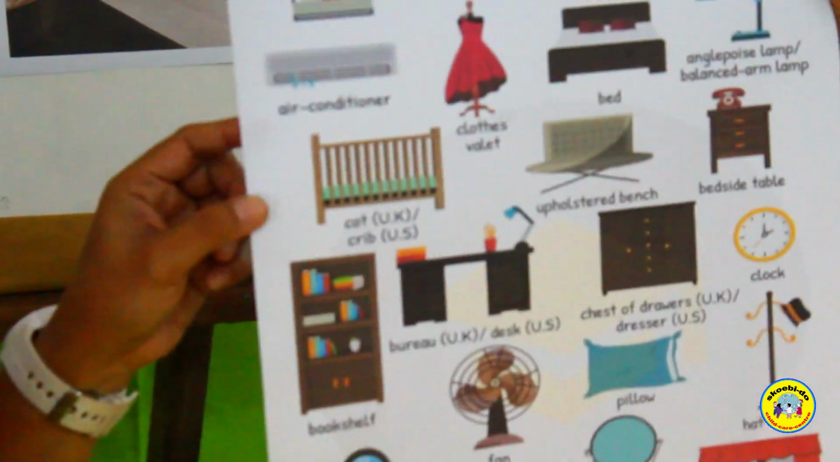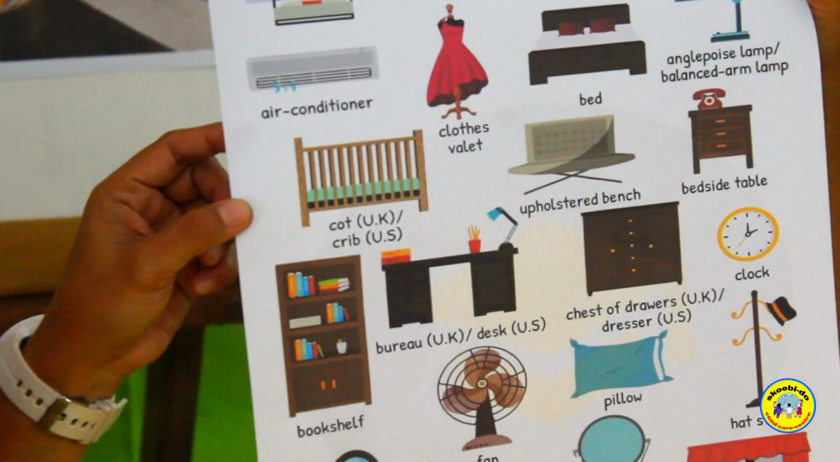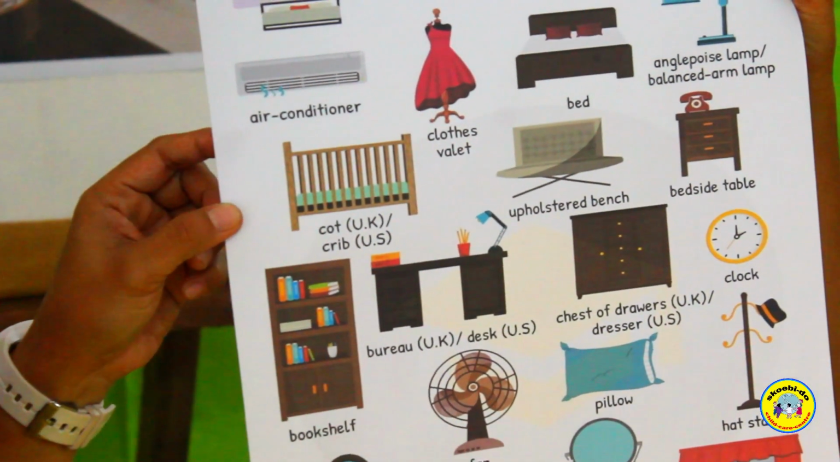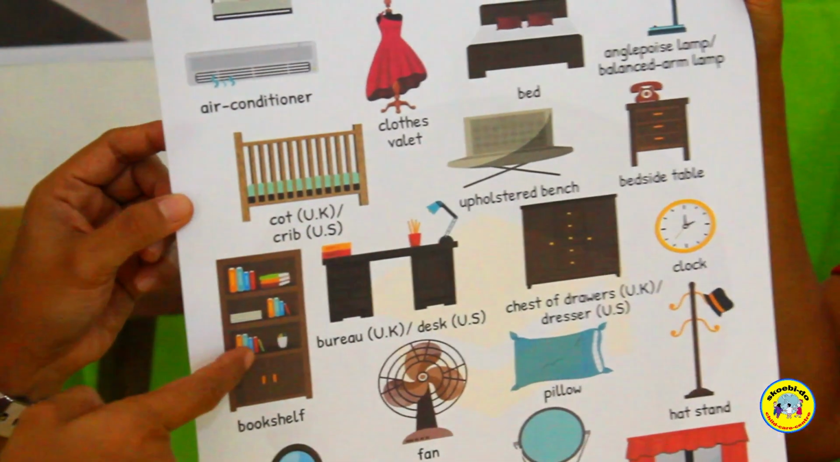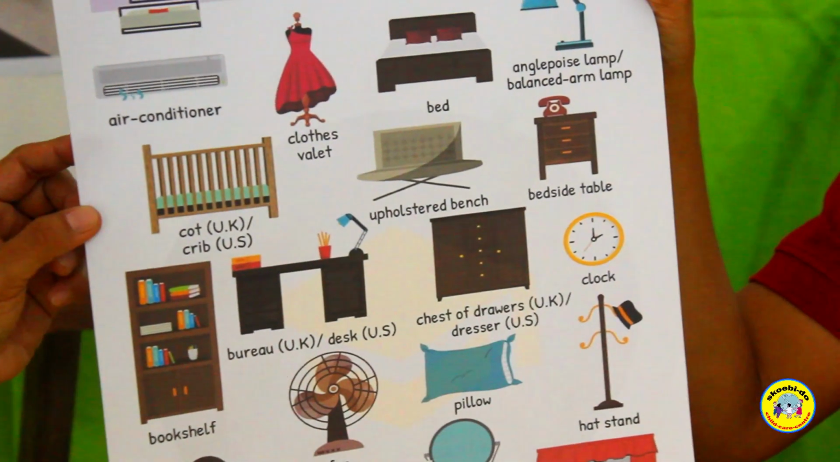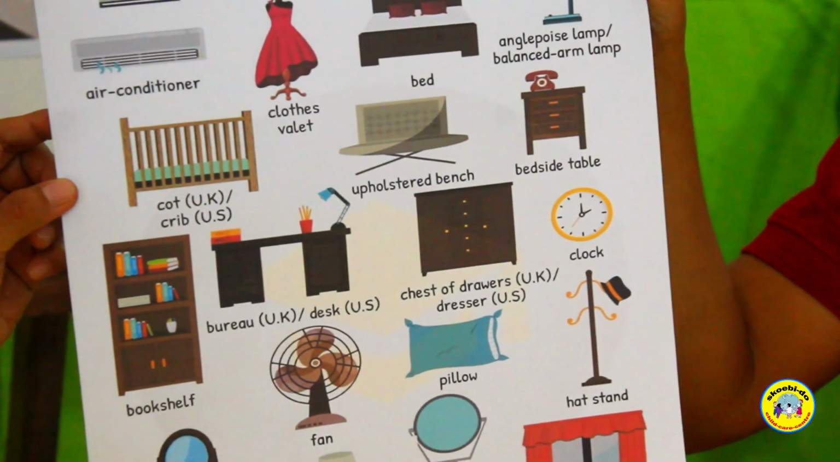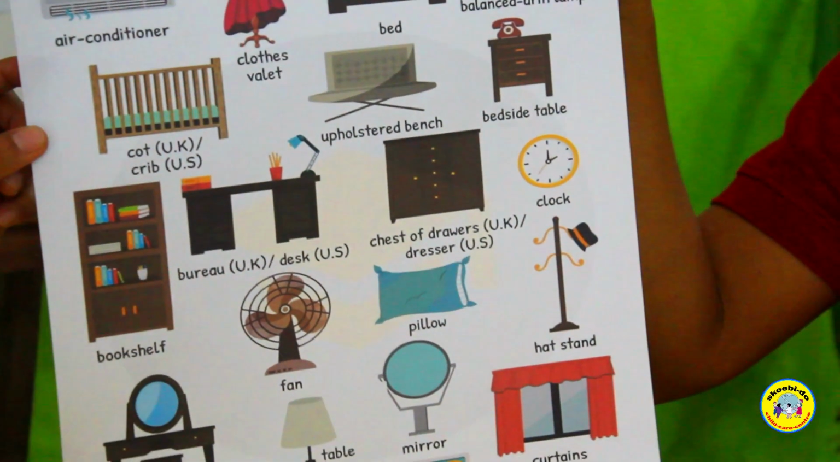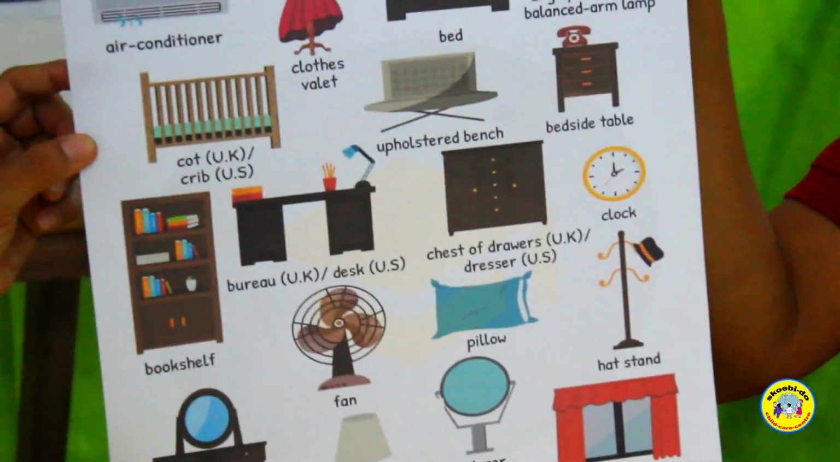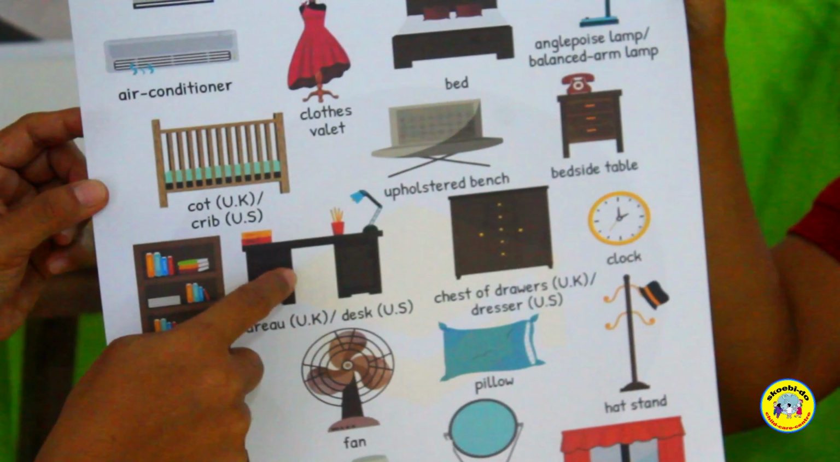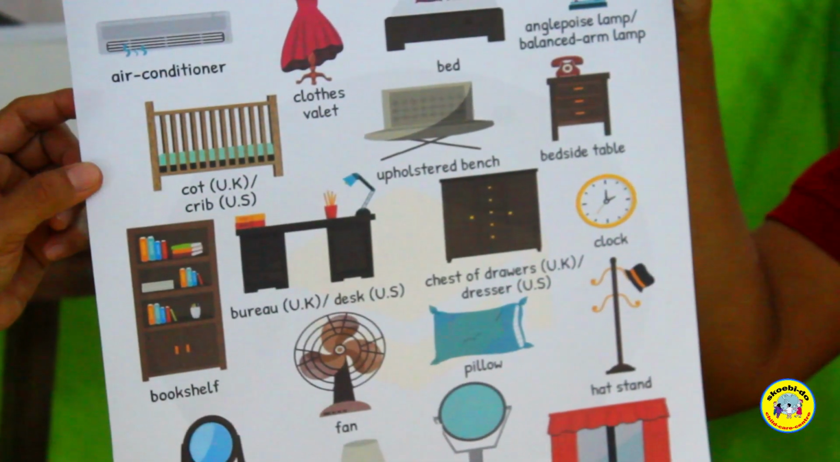Oh, a bookshelf. Do you have a bookshelf in your bedroom, kids? Of course, some of the kids like to read a book. So they must use a bookshelf to put all the books there. Alright, what next, Miss? How about this one? That's what we call a desk. Yes, look, a table, a desk.